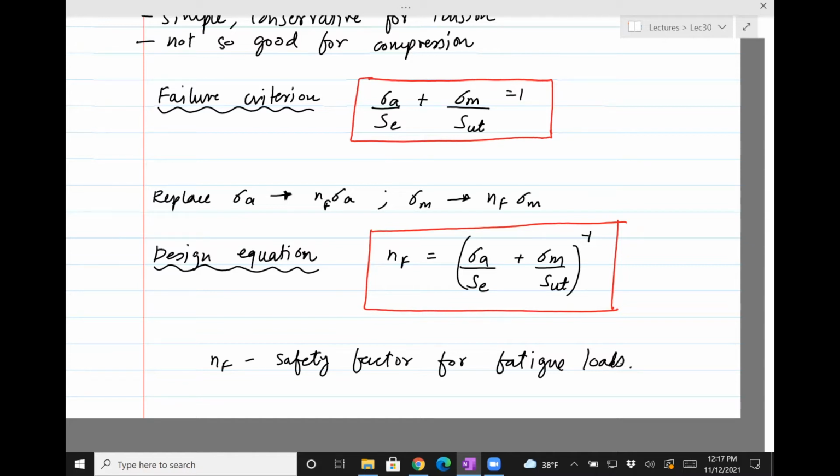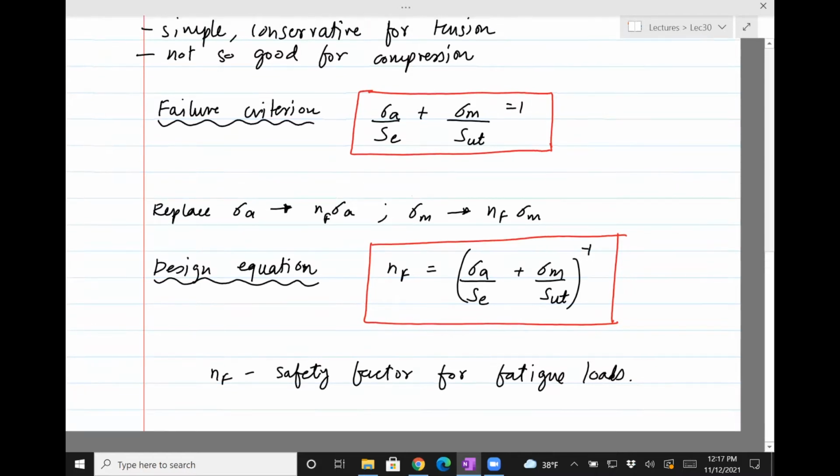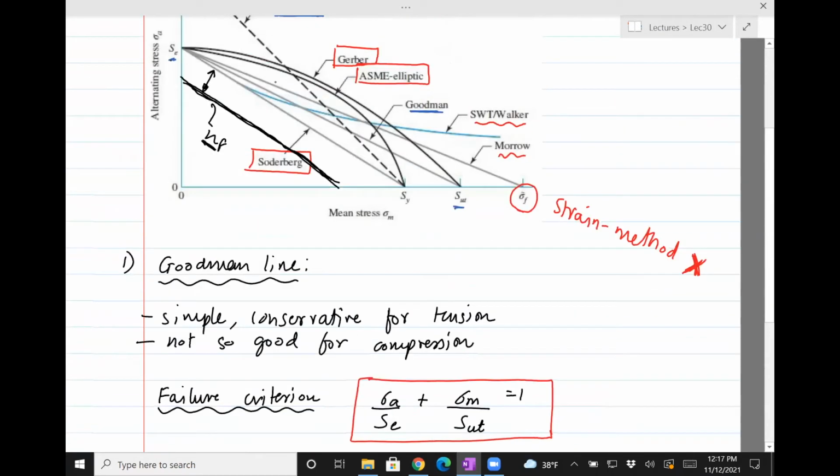Okay. Next, we'll get to the Gerber line. If you look at the Gerber line, it joins SE to SUT, the same two points, but it actually replaces the line with a parabola. It doesn't look like a parabola there, right? It's difficult to see, but it's actually a parabolic equation. So let's look at the Gerber line next.